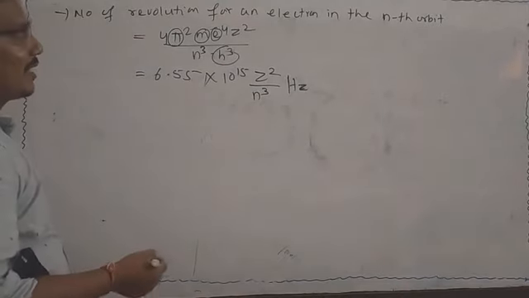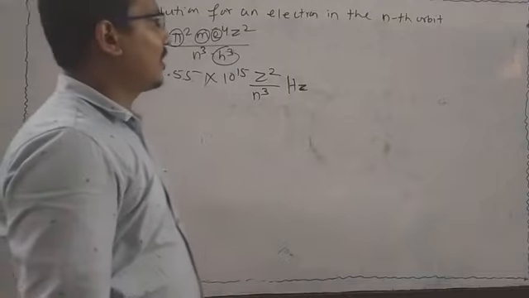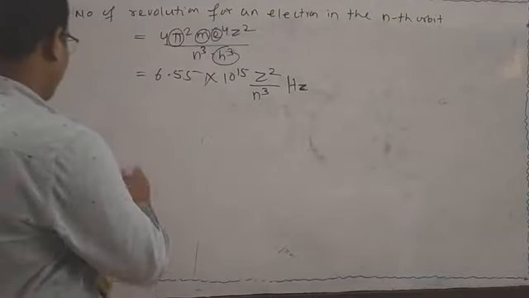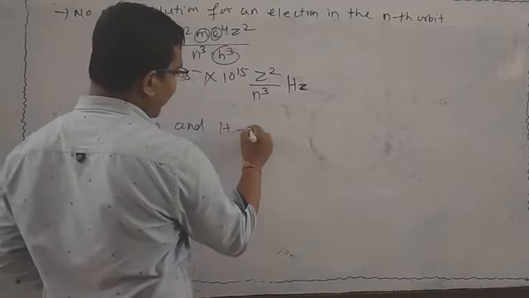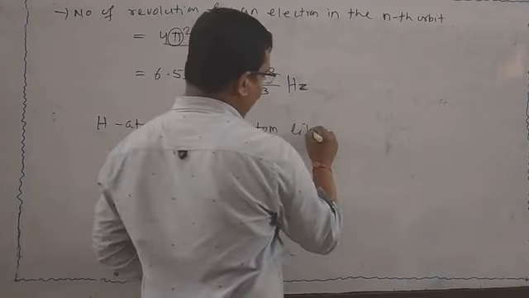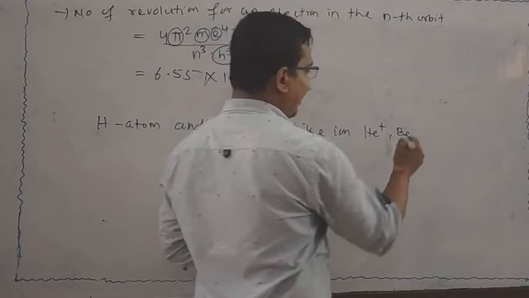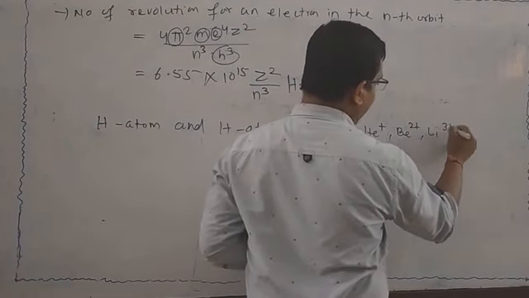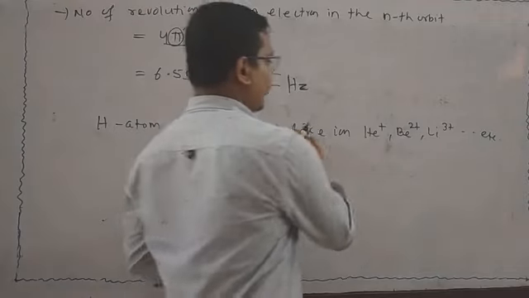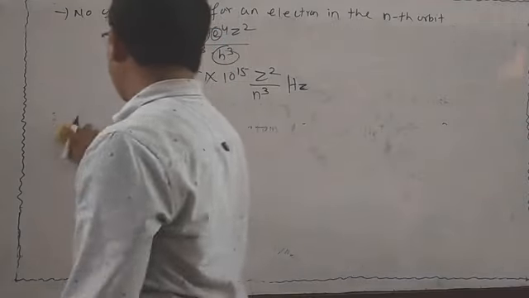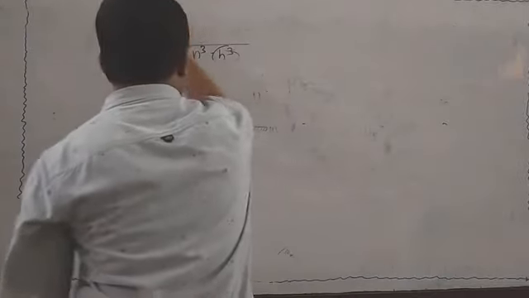This is the general representation for the calculation of revolutions for an electron in the nth orbit of hydrogen atom and hydrogen-like ions He+, B2+, Li3+, etc. That was for 1 electron. You should also remember some important points for solving problems related to Bohr's postulates.